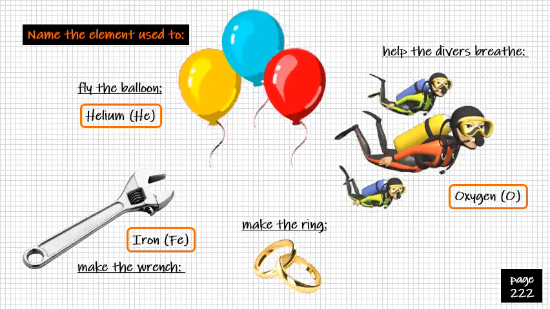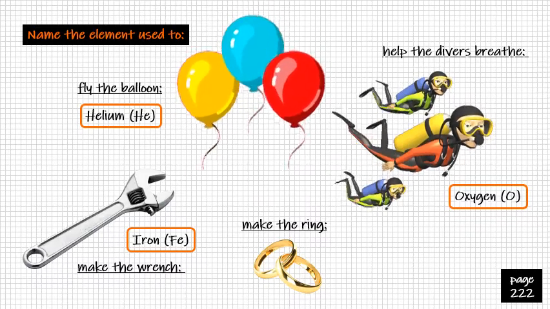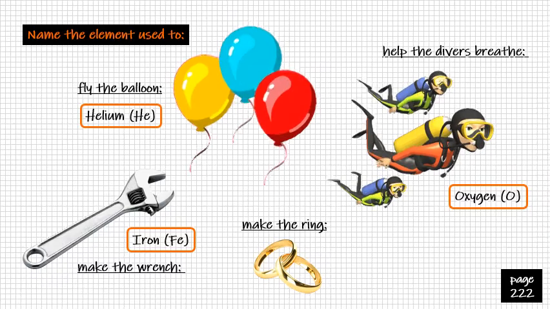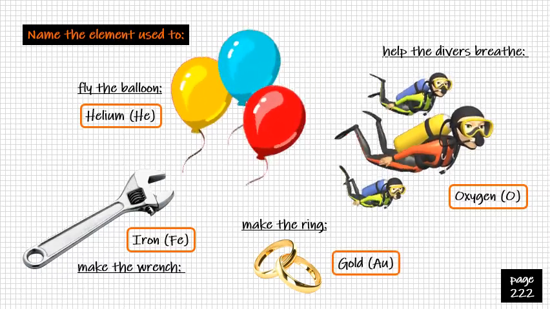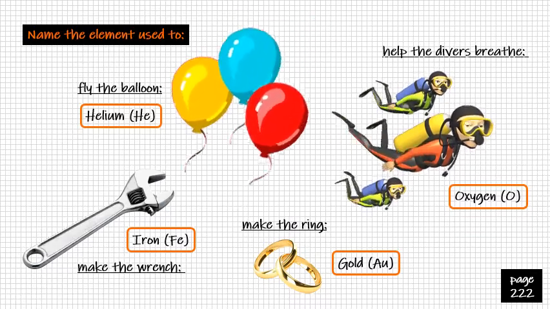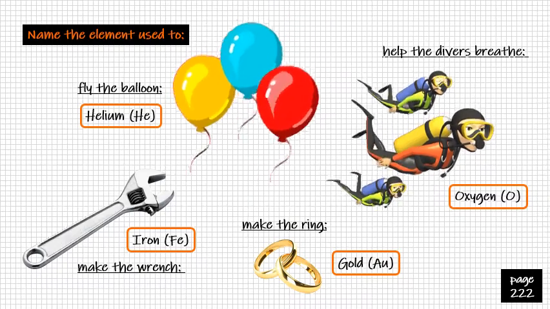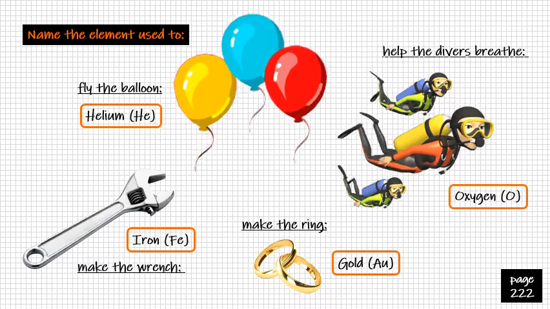What is the element that makes this ring? What is this ring made of? Gold. Do you remember what the gold symbol is? Au. Good job. So helium, He; iron, Fe; oxygen, O; gold, Au.